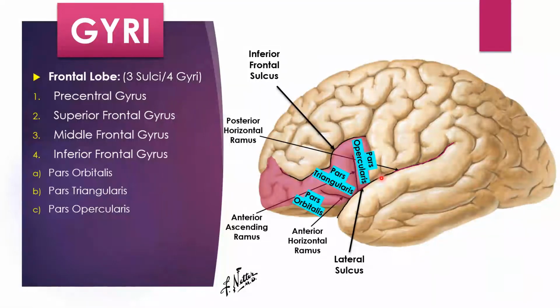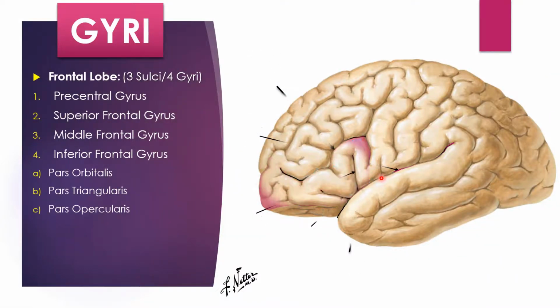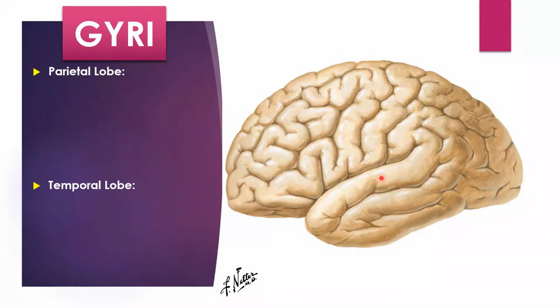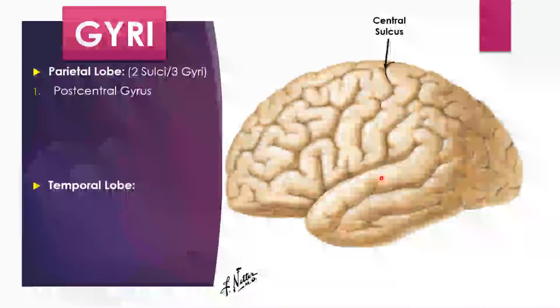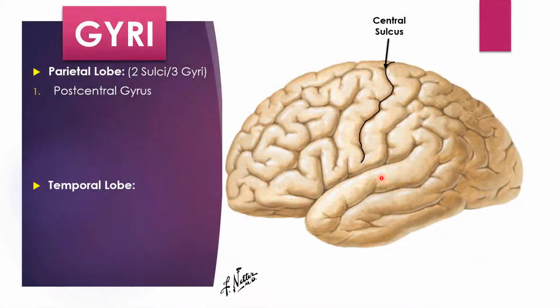Okay. Let's move further to the parietal lobe. The parietal lobe is divided by two sulci into three gyri. So we know that again there will be the central sulcus of Rolando, and posterior to the central sulcus there will be the postcentral sulcus. So between the central and postcentral sulcus, there will be the postcentral gyrus.